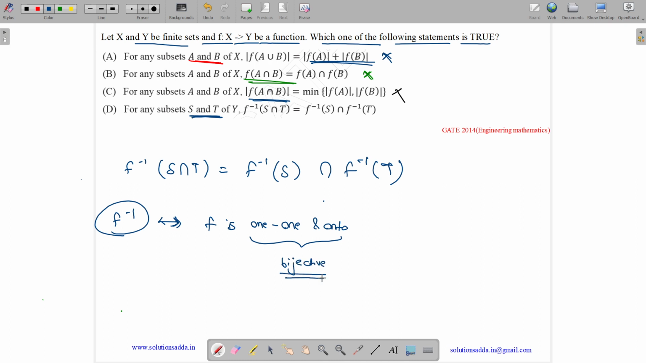Okay. Since f is bijective, whenever any subsets of Y, S and T, overlap, their corresponding images under f inverse will also overlap according to the definition of a bijective function. And if S and T don't overlap, then the images also won't overlap in X. Thus, this is true because it is a bijective function.